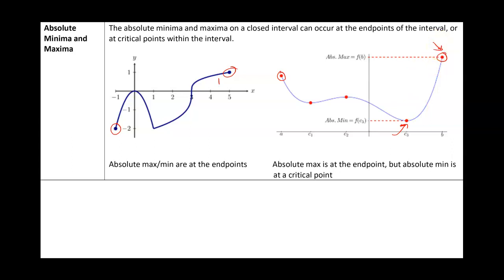So when we talk about absolute minimum and absolute maximum, it's the lowest or the highest point on a closed interval. Once again, the absolute minima or maxima are on a closed interval, which means we have a starting and ending point, no infinity. So they can happen at the endpoints of the interval or at the critical points within the interval. So when we test for absolute minimum or absolute maximum, we have to test the endpoints, and we also have to test the critical points within the interval. Let's take a look at an example.